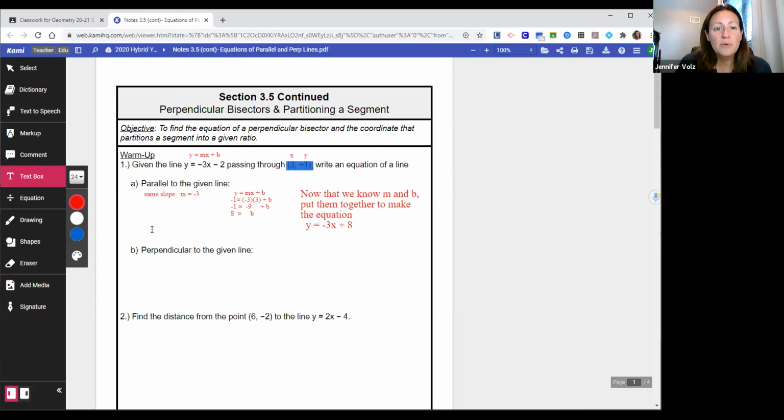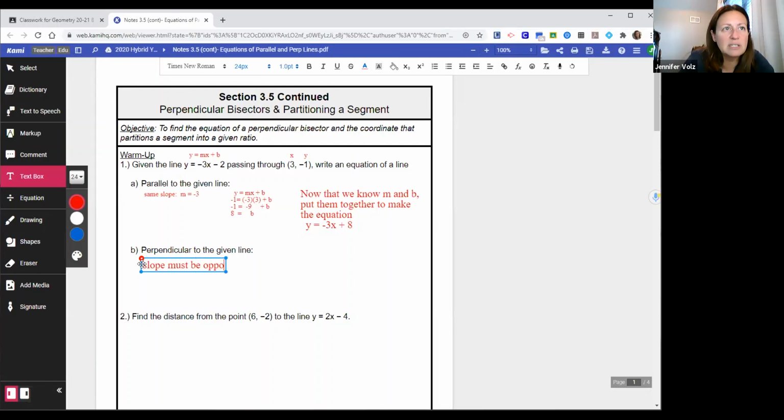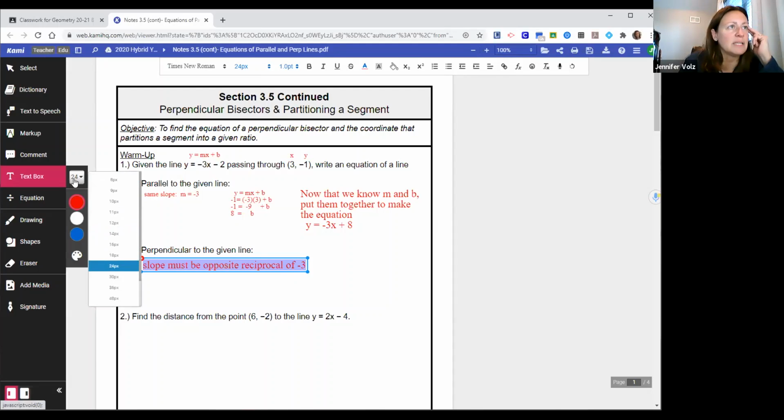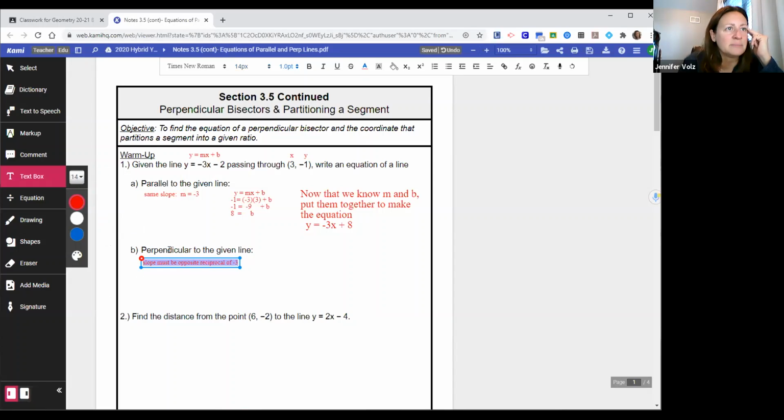All right, so the next problem is going to be a very similar process. The only difference, we're going to still use this as the original equation, this as the point we want to go through, but we want to make this new line we're going to write an equation for perpendicular to the given line. So the only difference is that we're not going to use the same slope. We're going to use a slope that must be the opposite reciprocal of -3. This is, again, a place where I'm going to make the font size smaller because I need more room.